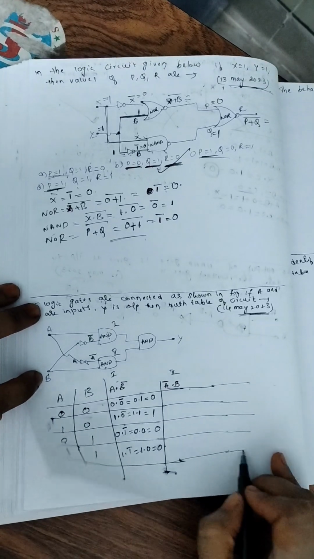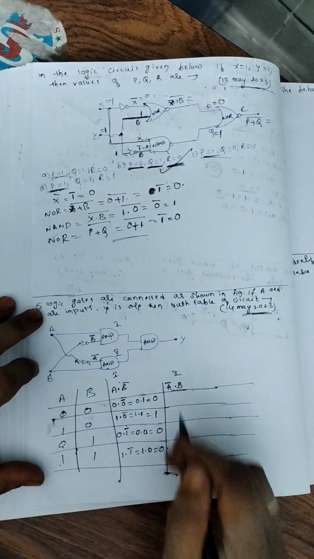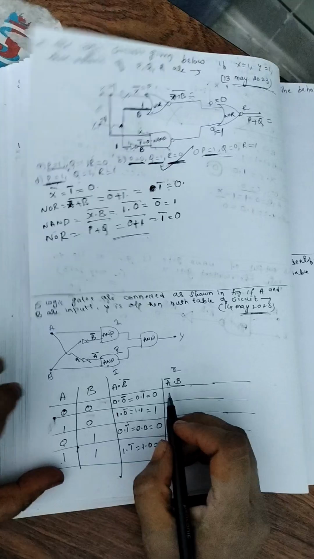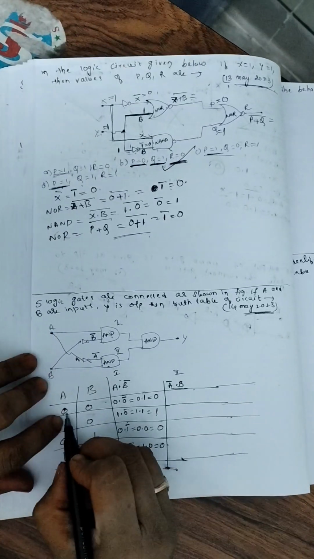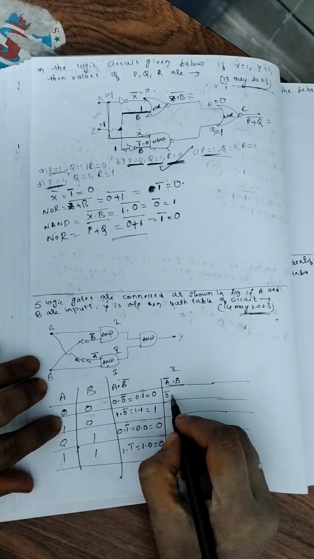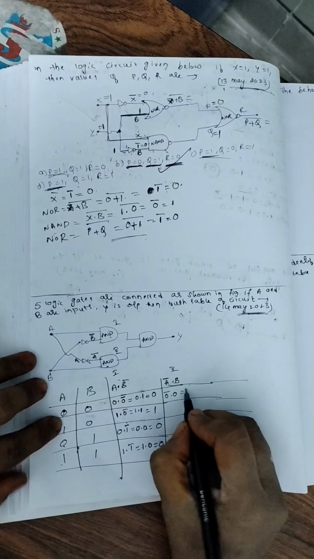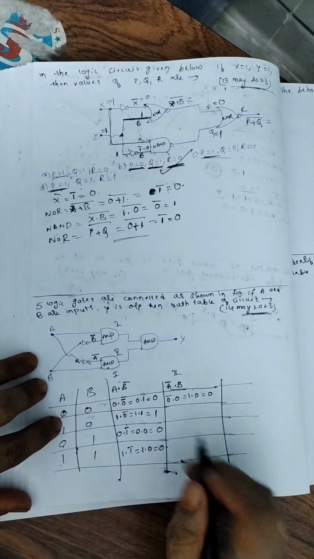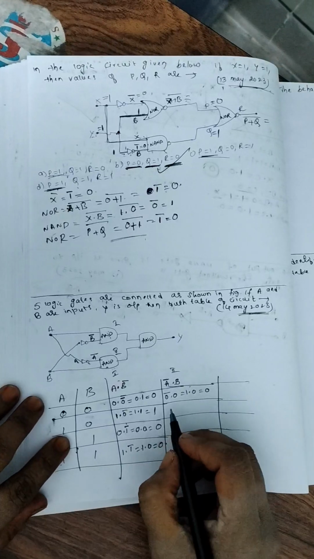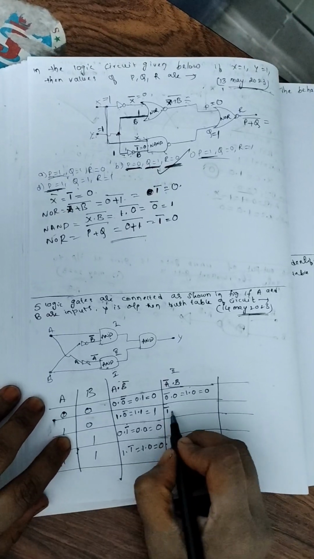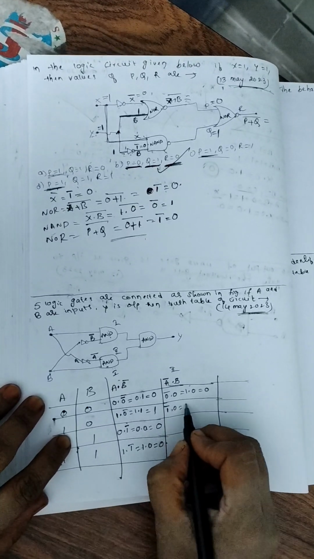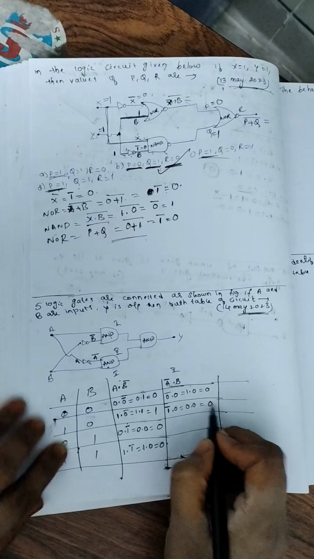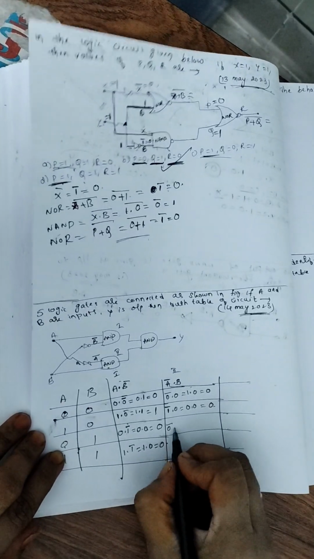Automatically you will get the right answer. First, A is 1. So A is 0. 0 bar dot 0. 0 bar means 1 dot 0 0. Next, 1 0, no. 1 bar dot 0. 1 bar means 0 dot 0 0. Next, 0 bar dot 1.